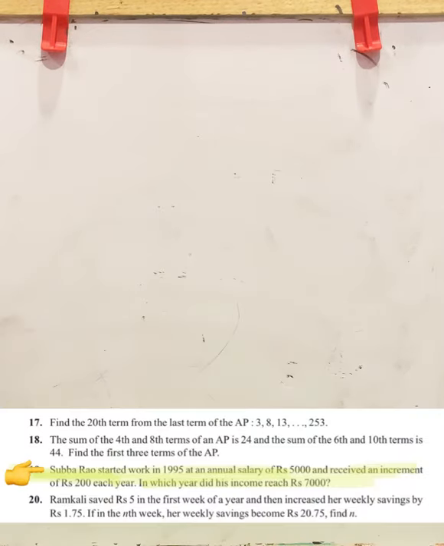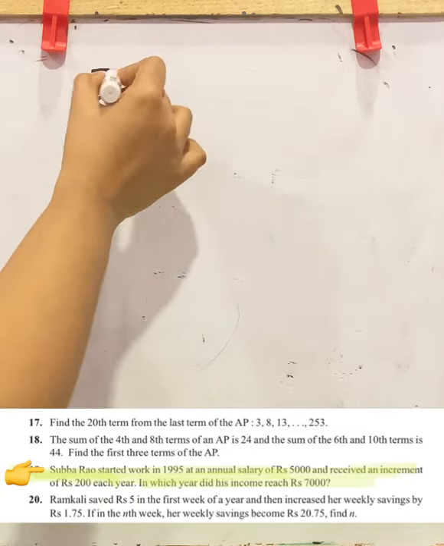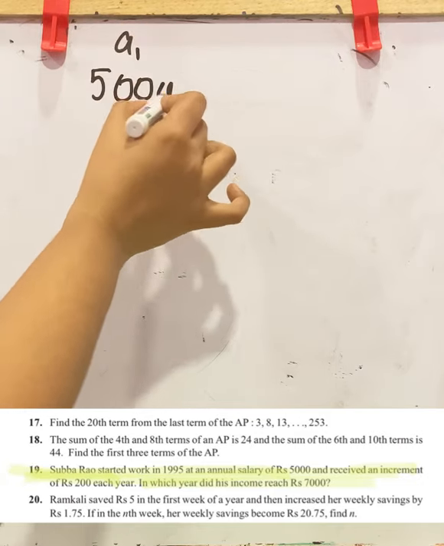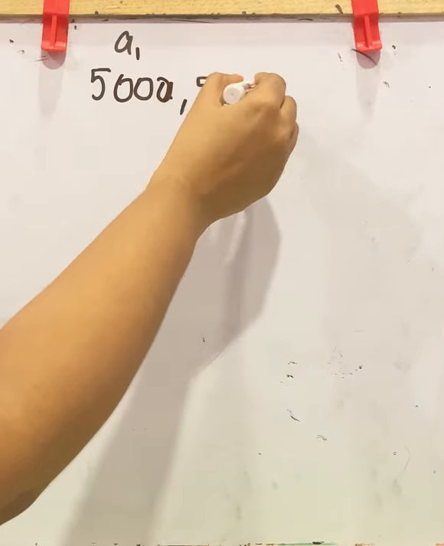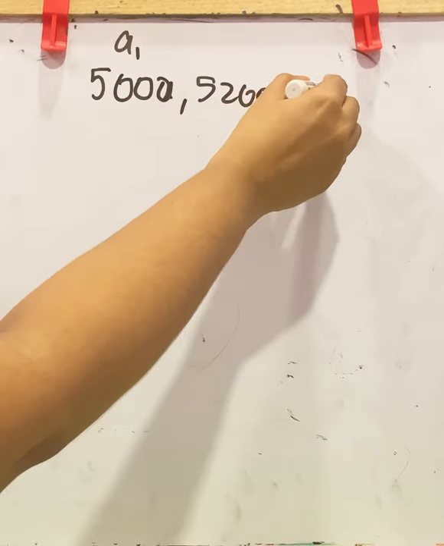Next question. Subbarao started work in 1995 at an annual salary of rupees 5,000 and received an increment of rupees 200 each year. In which year did his income reach rupees 7,000? So here in this AP, the first term is his first salary. When he joined, he got 5,000 as annual salary. So this is the first term, A1. Now, after the first year, the increment was 200 each year. So the second term will be 5,200. The third term will be 5,400, etc.